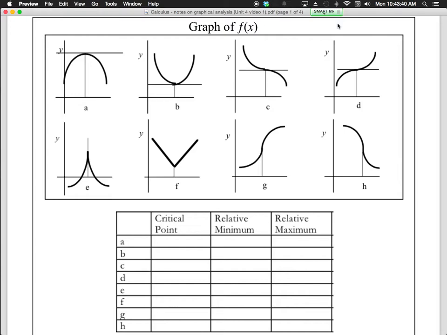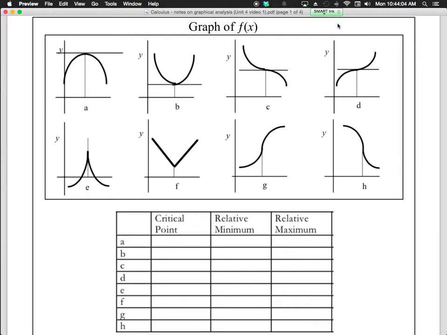Isn't a tangent line f prime of x? No. You use f prime of x to get the slope of the tangent line. Okay. Can you do this without numbers? What do you mean? Can you do it graphically? Yes. We're getting ready to identify.